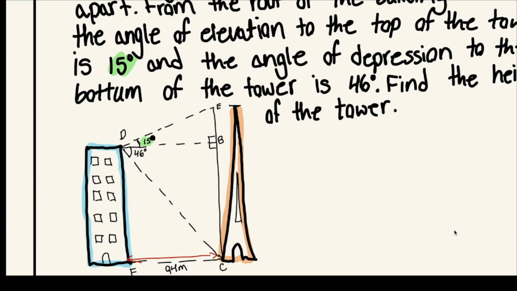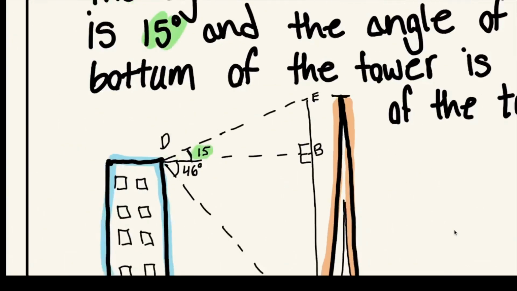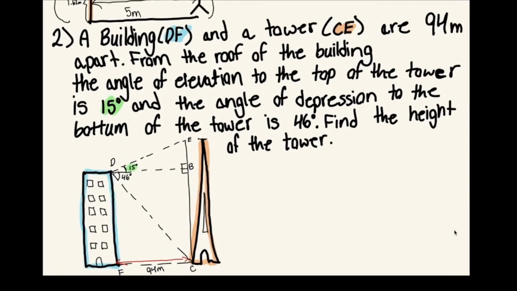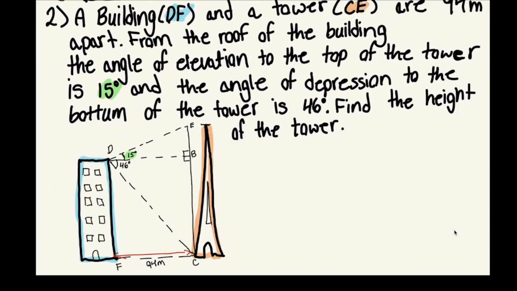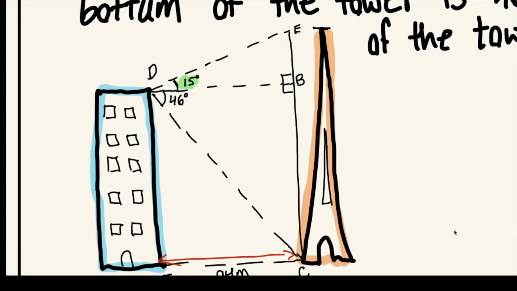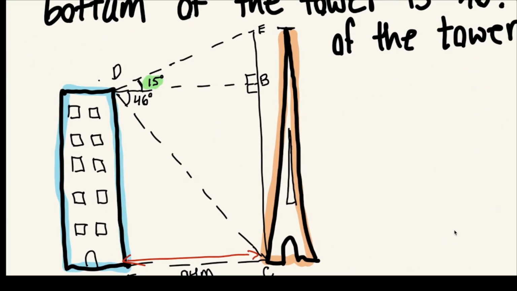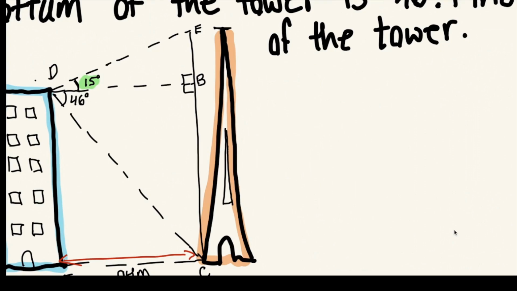So then, give me a second. There we go. And the angle of depression to the bottom of the tower is 46 degrees. So we're still at the top of the building, right? We're still at the top of this building right here. And now it's saying the angle of depression to the bottom of the tower is 46 degrees. And remember, angle of depression, again, looks like this, and elevation looks like this, right? So there's really few ways angle of depression can look. Angle of depression can look like this. It can look like this.